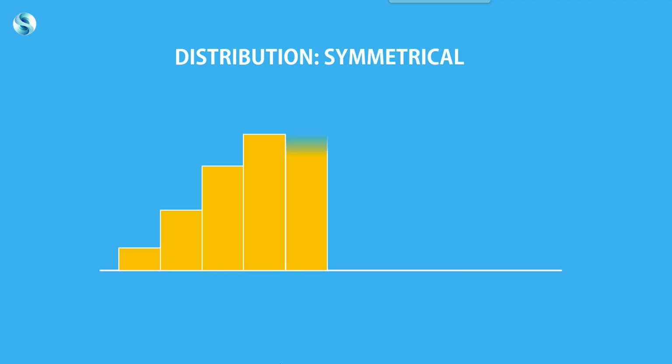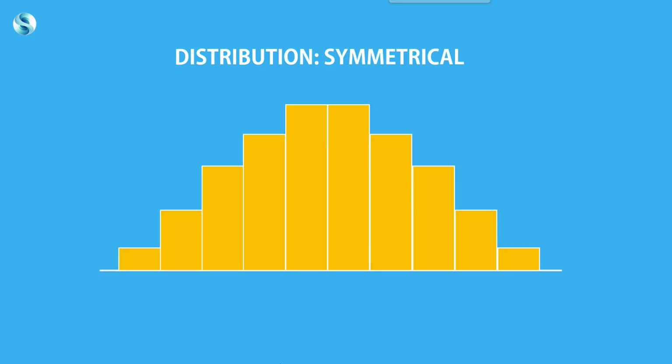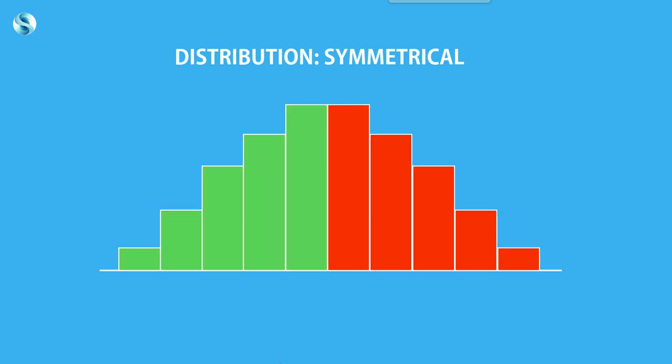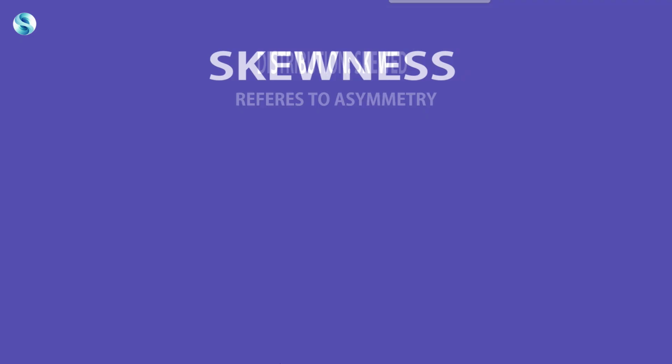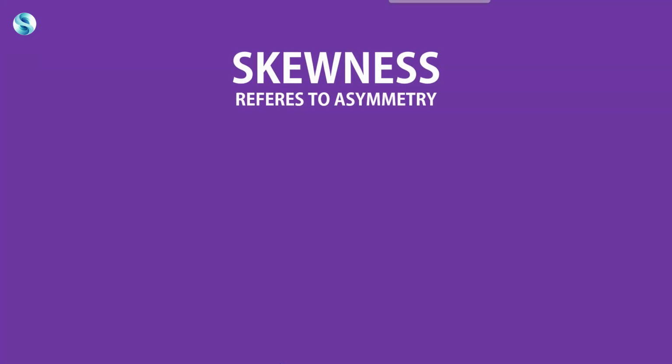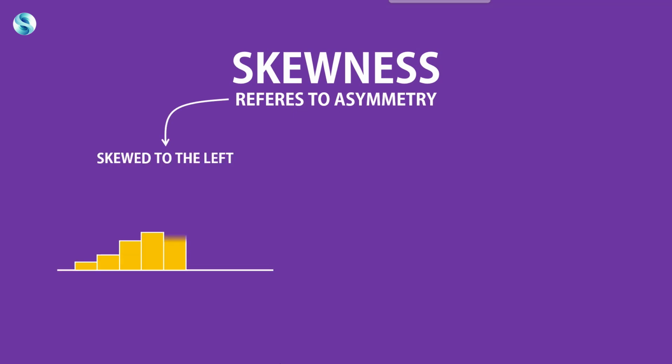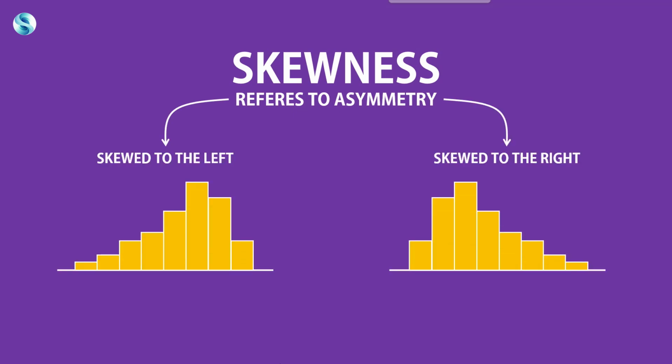A distribution is said to be symmetrical if it can be divided in two equal sides of the same shape. In contrast, this would be a histogram that is not symmetrical. This is classified as a skewed distribution. Skewness refers to asymmetry. We can have a distribution that is skewed to the left, and we can have a distribution that is skewed to the right. We read skewness based on the direction in which the data points cluster.